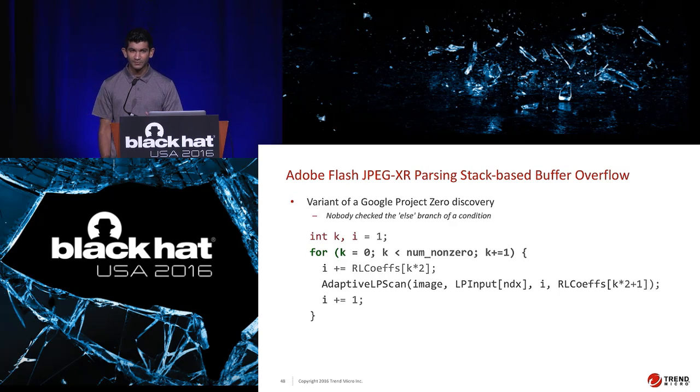It's actually slightly different, but it's effectively the exact same, where in this case, RLCOFS is an array of user-supplied values, and I is supposed to be an index that is supposed to be less than 16, but because it's user-supplied and there's no validation, or no real validation, they're able to access out-of-bounds and achieve reads and writes.